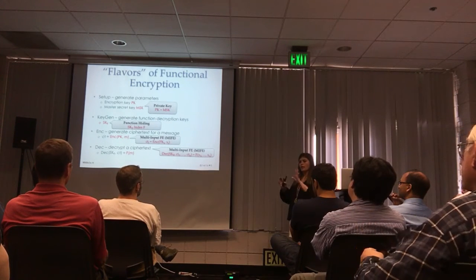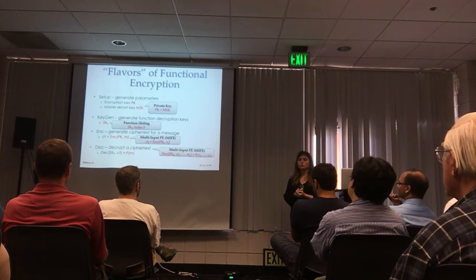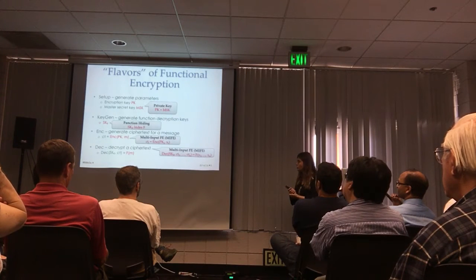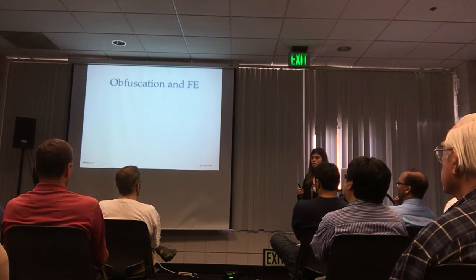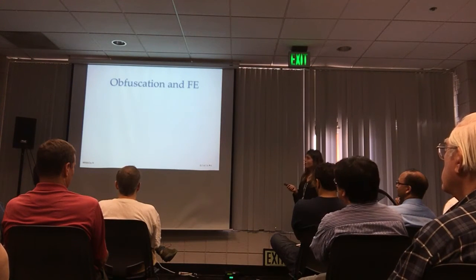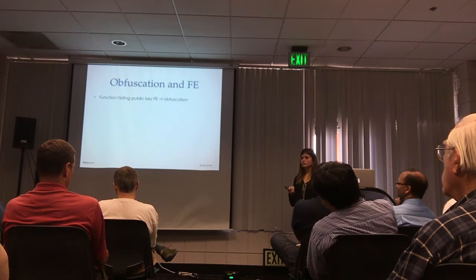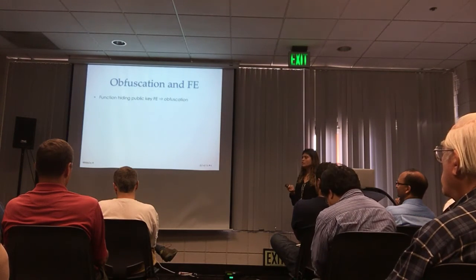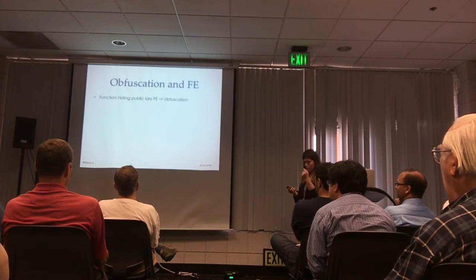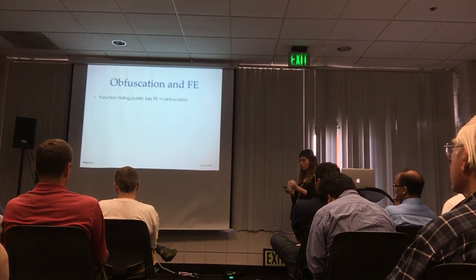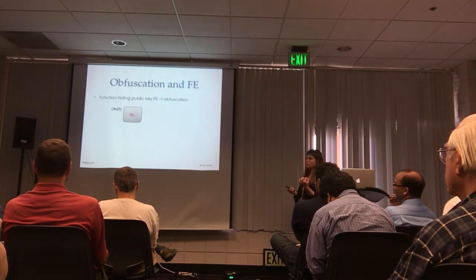So this is the landscape of functional encryption that we have now. And I mentioned to you that functional encryption will be very useful in order to construct obfuscation. I want to just show you two of the relations that we know that are simple to see. The first one is, if you think about function-hiding public key functional encryption, this is already an obfuscation, right? We are able to give you a decryption key where the function is hidden, and at the same time you can publicly encrypt messages. So what would be our obfuscation?